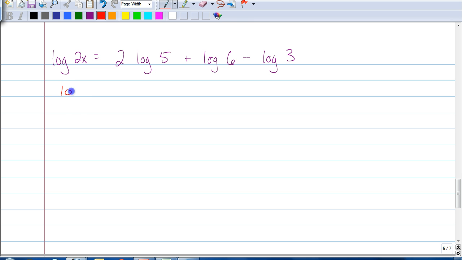Okay, let's see. Did you get the right answer? You should have gotten 25. Let's see how you would do that. First off, remember this 2, this is an exponent for the 5. And 5 squared would be 25, so I'm just going to write it like that.